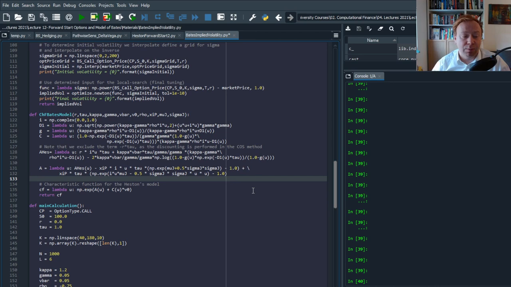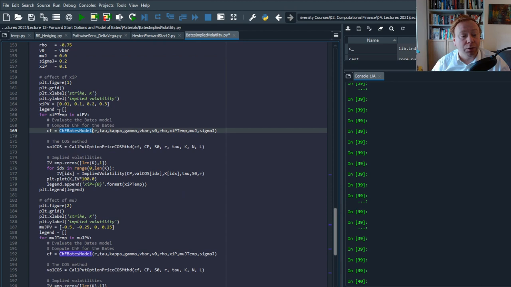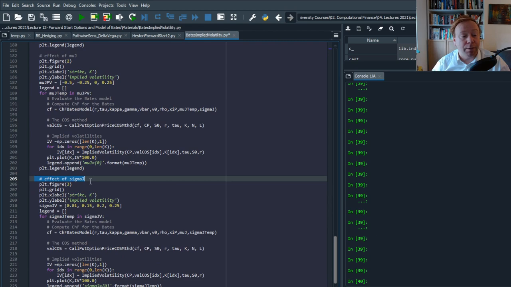Regarding the simulation, we again have settings for the Heston model and Bates jumps, so we have Bates parameters for jumps. Here we iterate over all the parameters, so we define a grid of parameters. You can see xi p is a vector, so we will change different intensities. The rest of the parameters will be the same. We will first calculate the characteristic function, use it in the COS method, and then calculate the Black-Scholes implied volatility, and then we will plot it. Then we repeat for the other parameters too, so we have an effect of mu j and also an effect of sigma j.